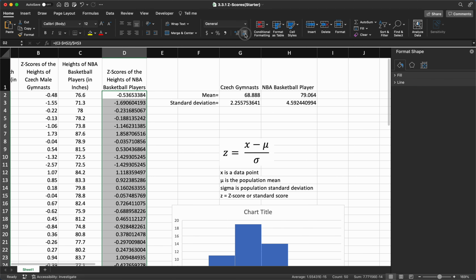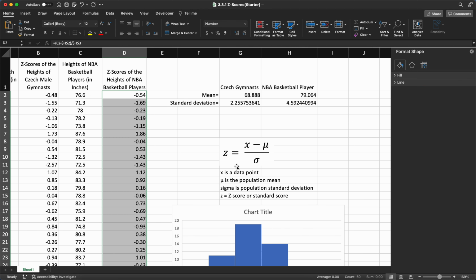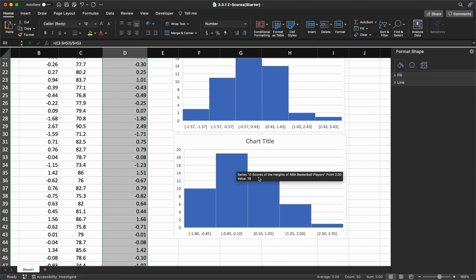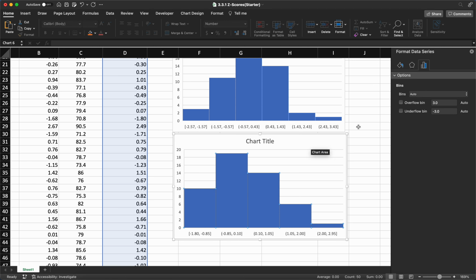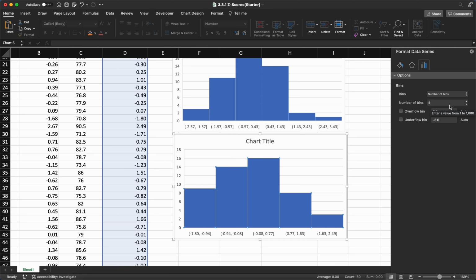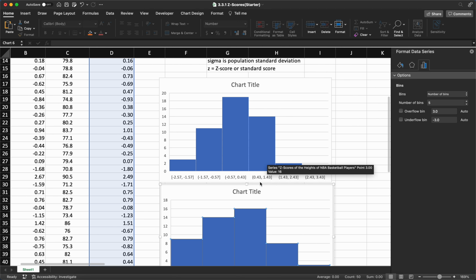I'm just going to round to 2 decimal places. Okay, and you can see that this bar in the middle here, again, I think I can make this look a little bit better. There we go. This bar in the middle here is where we transition from negative values to positive values, because 0 is always right in the middle of my standard normal curve.